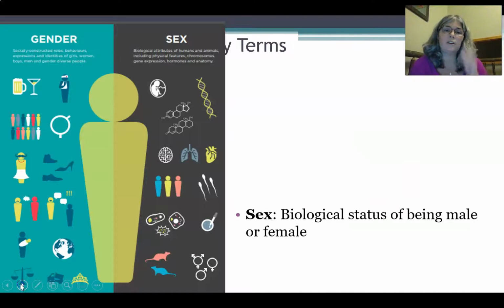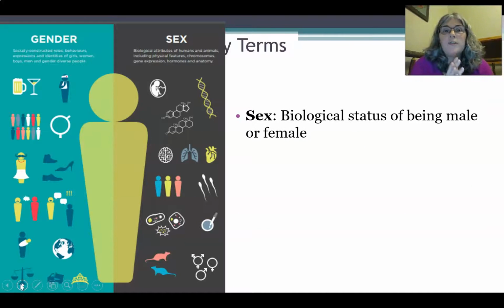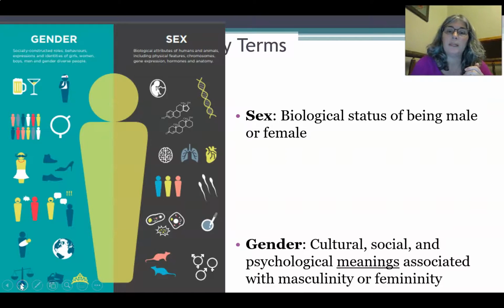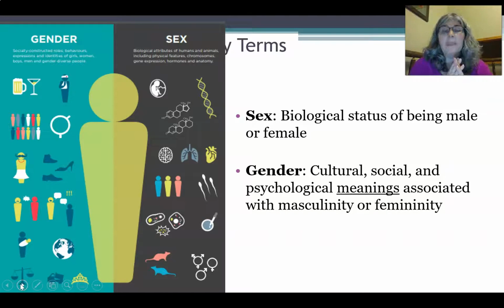Here are some key terms. First of all, I think we need to distinguish between sex and gender. So sex is your biological status. Okay, so what you are born with. Are you born XX? Are you born XY? What is your biological category, shall we say? Now, we do know that there are some instances where that is not entirely clear.